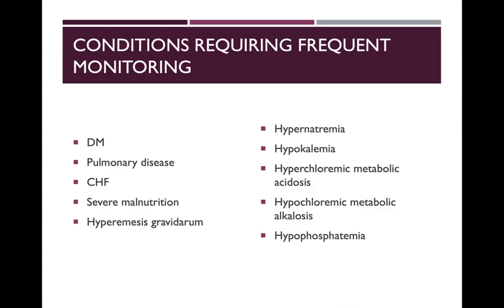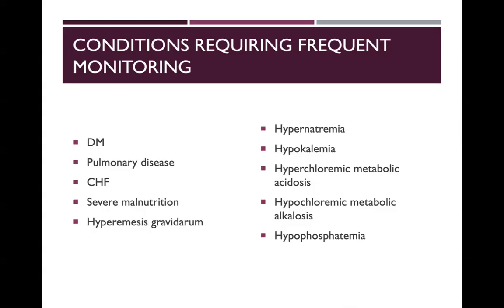CHF is another patient population you need to keep a close eye on, because fluid accumulation, if you're giving too much fluid, can cause exacerbation of CHF symptoms. So by just providing a lot of fluids, you can cause the patient to have significant morbidity and mortality. Severe malnutrition, the reason that this is a patient population you need to closely monitor is because of the risk of refeeding syndrome, and we'll talk about that later.